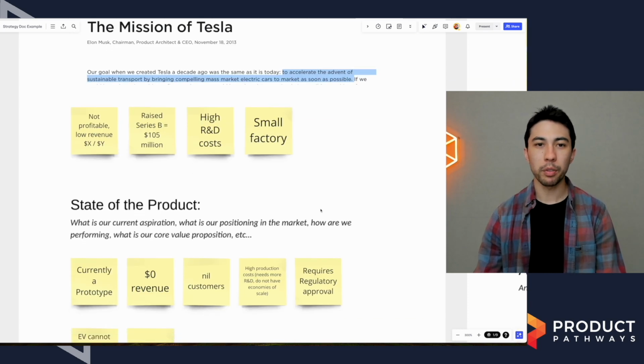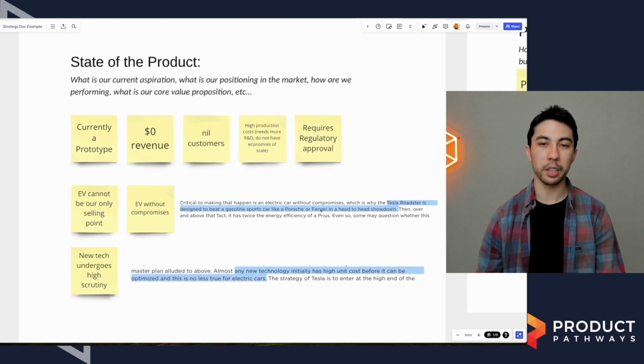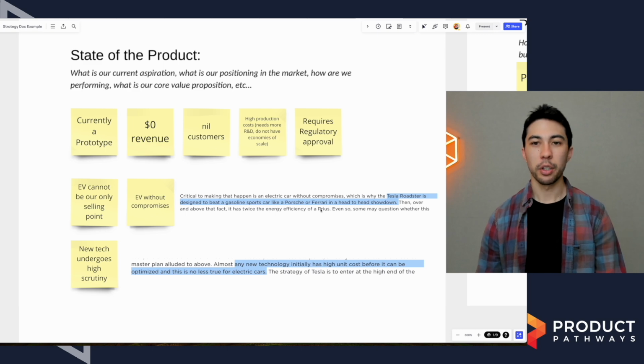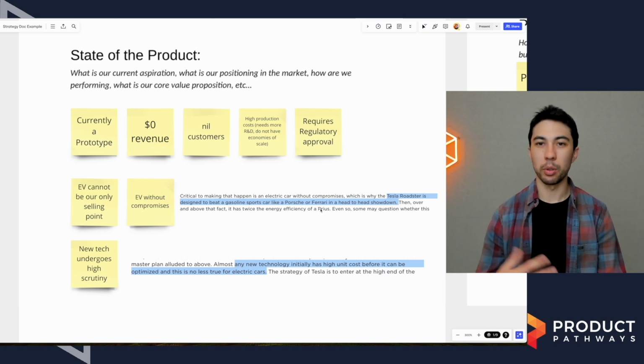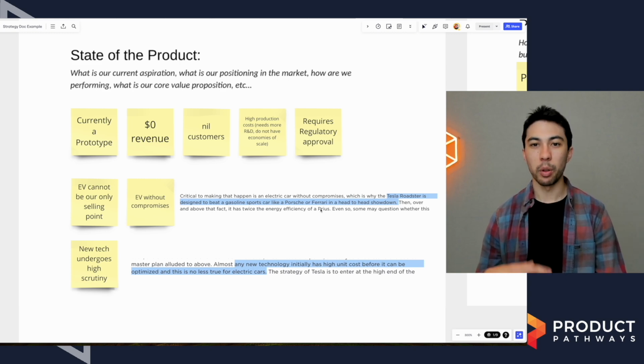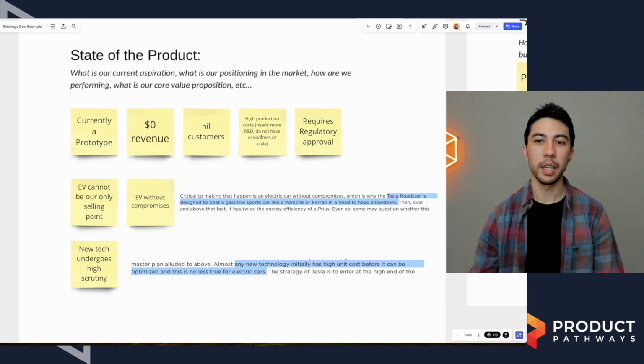Now, from a product point of view, they were still building their first product, and the Roadster was only first coming out. So currently a prototype, not really any revenue from what we knew about. No customers or very little customers. They were looking at very high production costs, needs a lot of R&D. They didn't have the economies of scale. They're still a small factory.